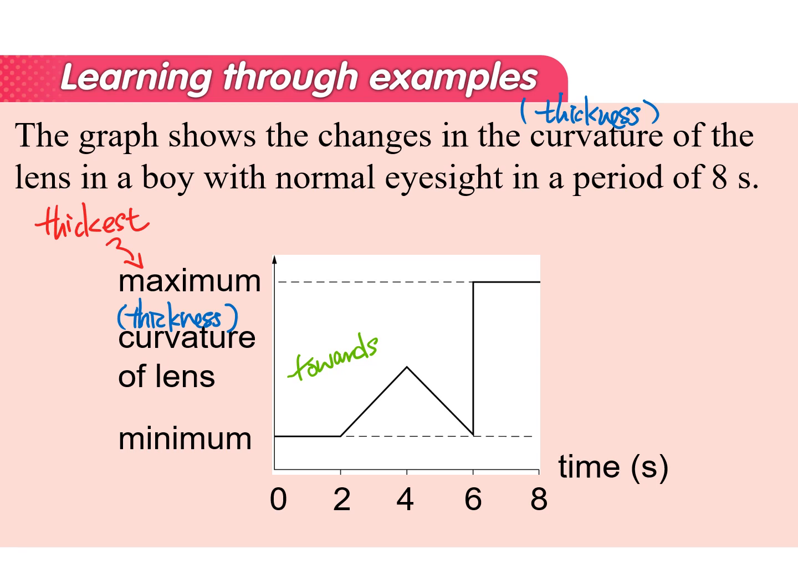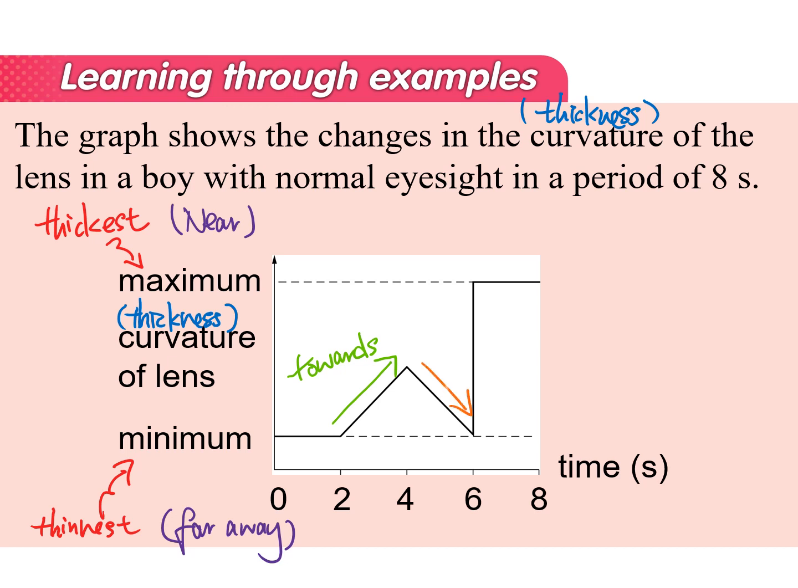When the thickness of the lens is the thickest, that means maximum, the object is super near to the boy. When the thickness of the lens is minimum, that means it is the thinnest, the object is very far away from the boy. With such information, from 2 seconds to 4 seconds, the object is moving towards the boy. From 4 seconds to 6 seconds, the object is moving away from the boy. From 6 seconds to 8 seconds, the object is super close to the boy.